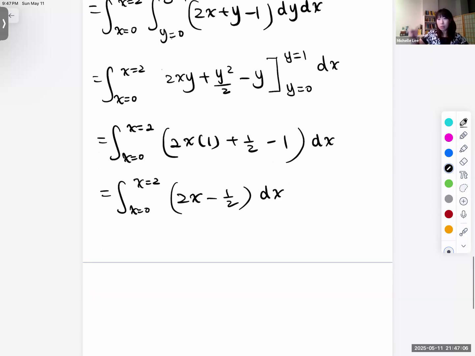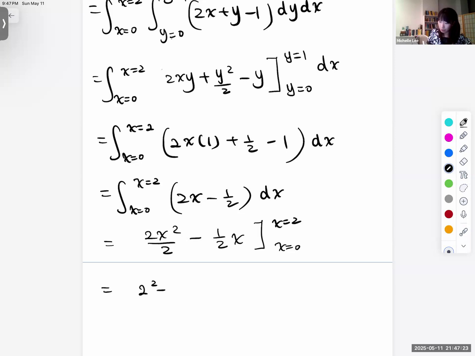All right, now integrate with respect to x. So we have a 2x squared over 2 minus 1/2 x. And then we evaluate from 0 to 2. So we have 2 squared minus 1/2 times 2. So we get 3. Very good.